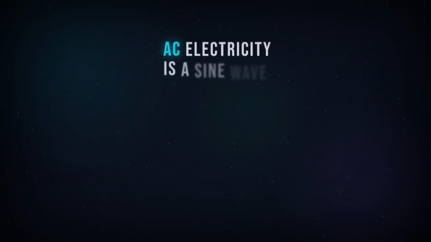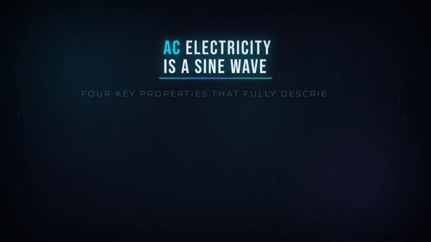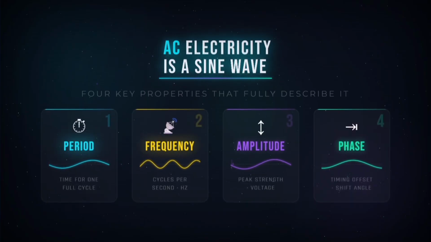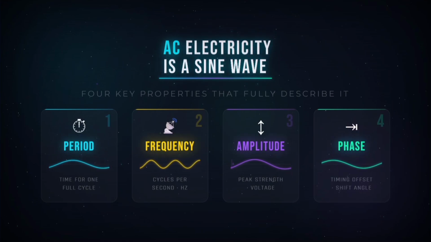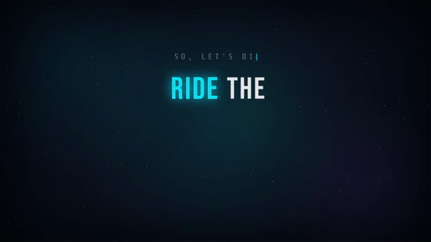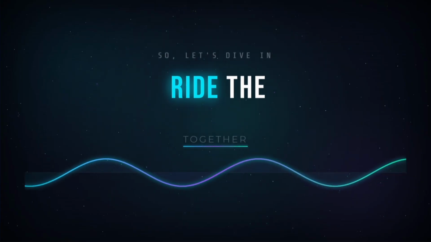AC electricity is a sine wave. It has 4 key properties that fully describe it. First, period. Second, frequency. Third, amplitude. Fourth is phase. And that's exactly what this episode is all about. So, let's dive in and ride the sine wave together.